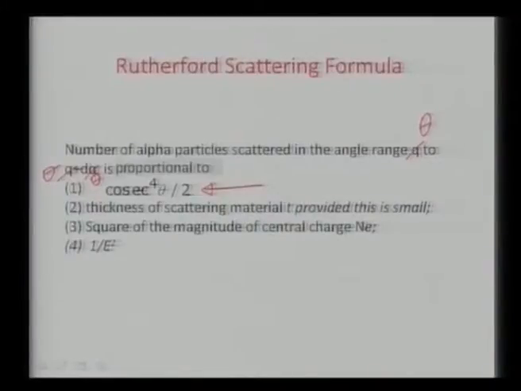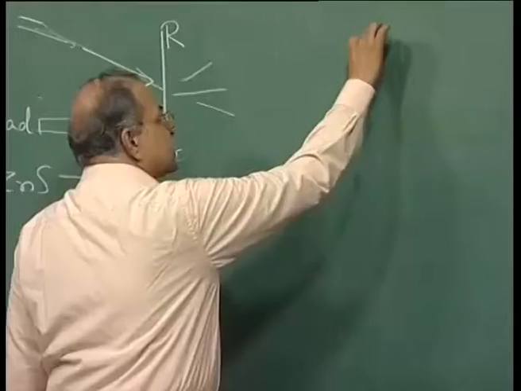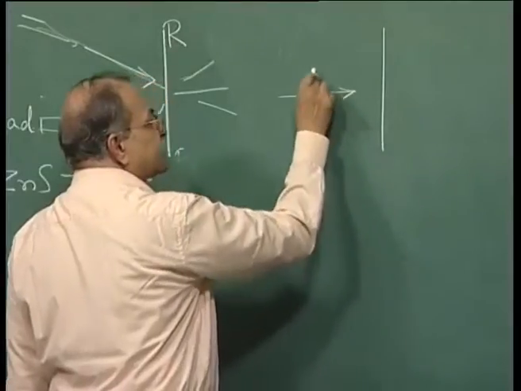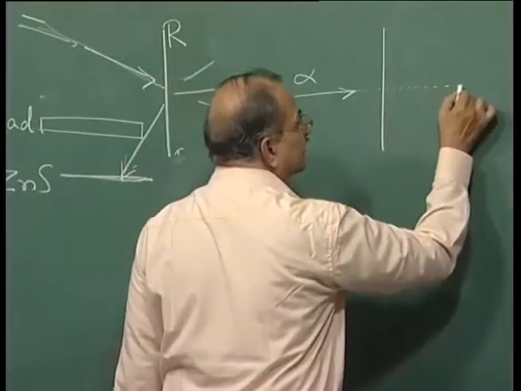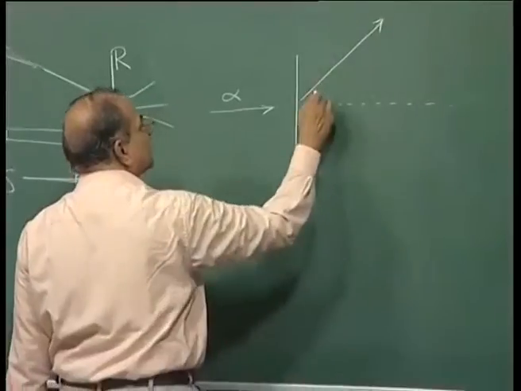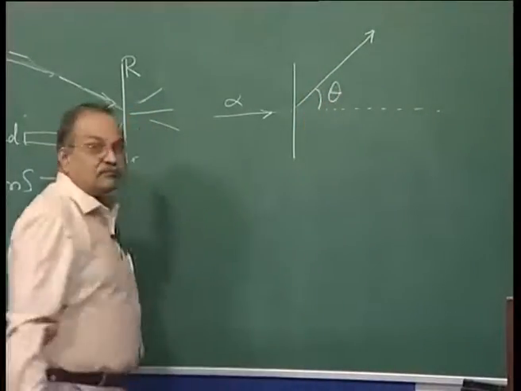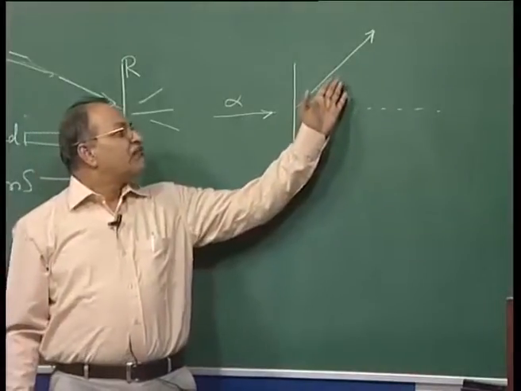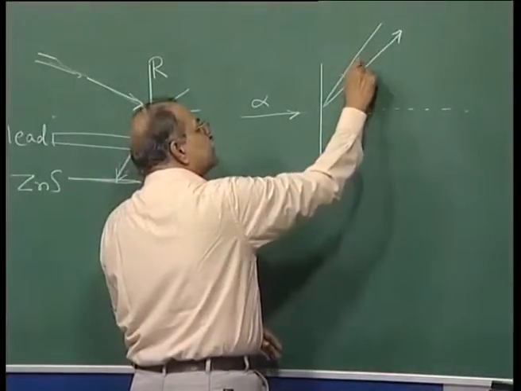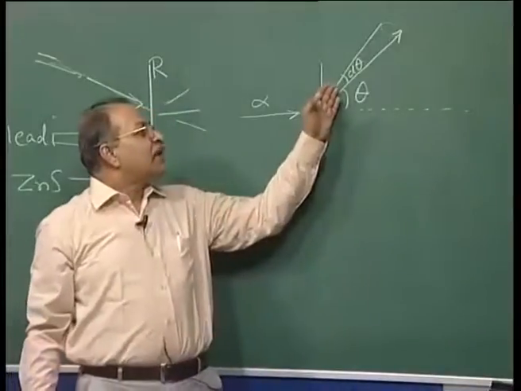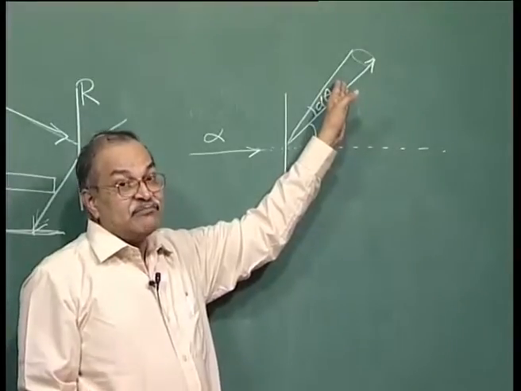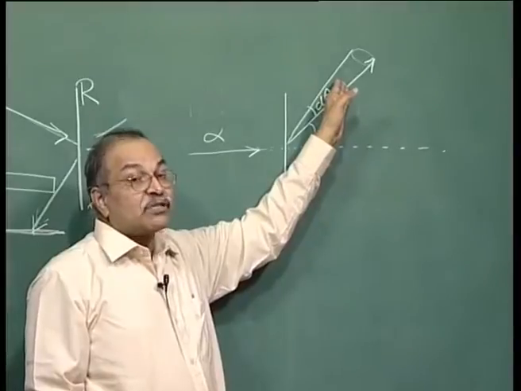That means, if I write it here on the board, if this is the metal foil and this is the direction in which alpha particle is incident, and if the alpha particle emerges in this direction at the end, then this angle is theta. And this is theta plus d theta, so this cone, how many particles are going in this direction? That is the number which he is looking for, and that number is proportional to cosec 4 theta by 2.